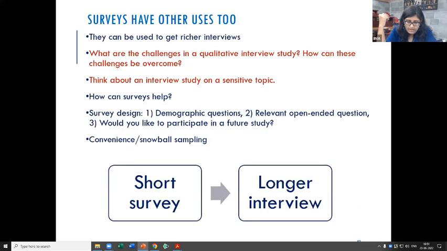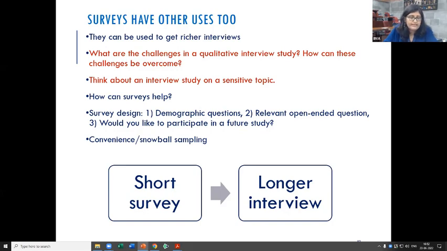Okay, I will skip this part because this needs a little bit of explanation. This was about non-probability sampling. Maybe I'll just quickly tell you, surveys have many different uses. A survey itself could be a standalone thing where you collect some quantitative and qualitative data, but you can also use surveys when you are doing interviews, especially for very sensitive topics. The challenge of doing qualitative interviews is it takes time, it takes energy. You need to find people, and not everyone would be comfortable giving you an interview.